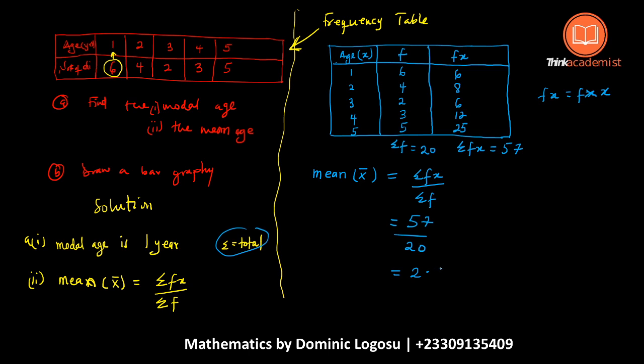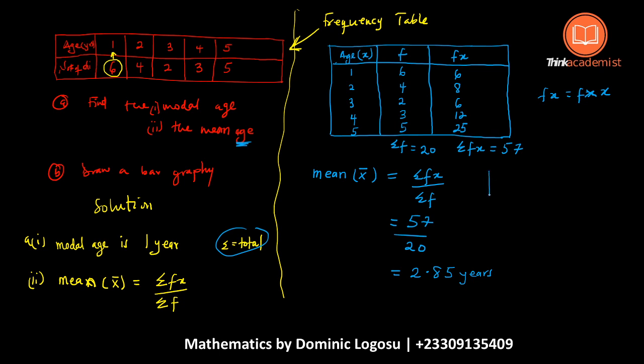8, 5. Remember, mean age. So you just don't write 2.85. It is 2.85 years.